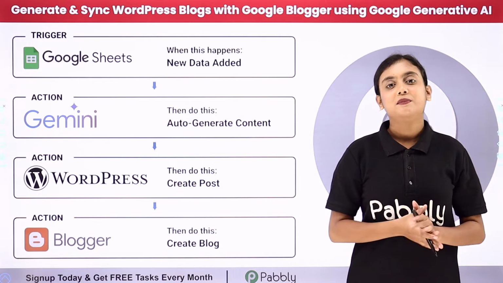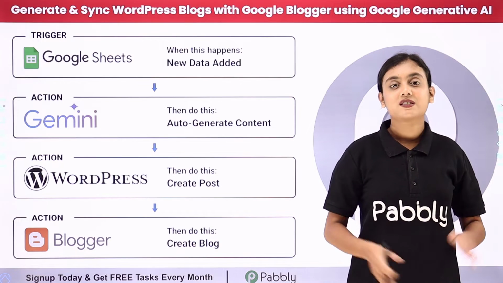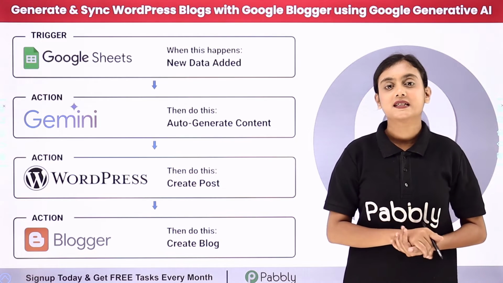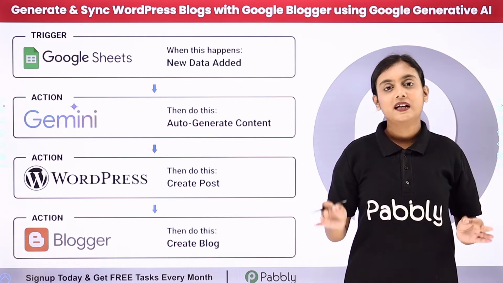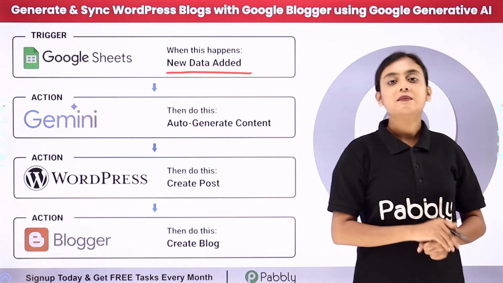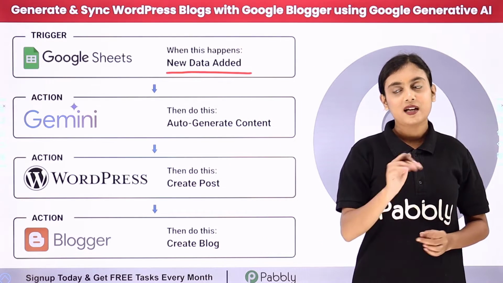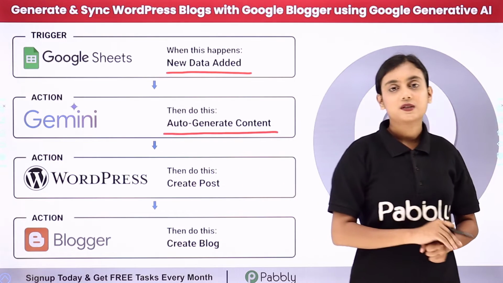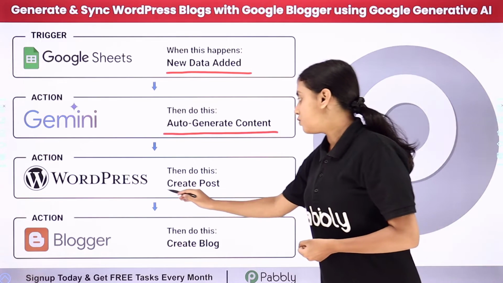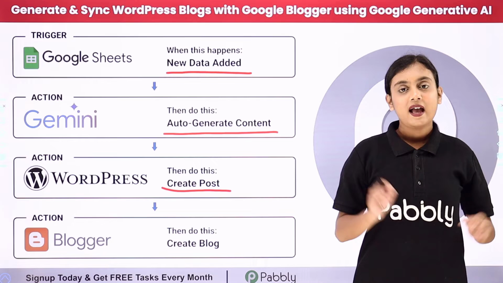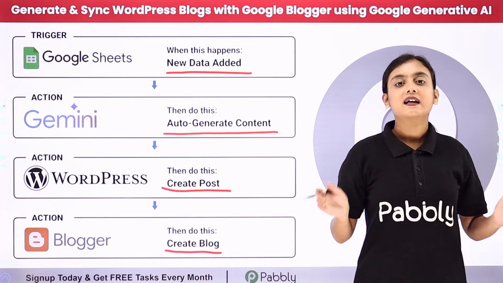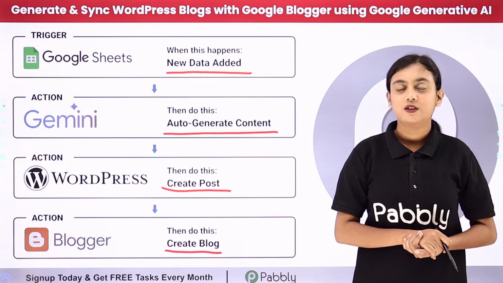So what I did was I simply created an automation using Pabbly Connect, which is an amazing automation and integration software which requires no programming and coding skills in order to create an automation. So with the help of this automation, as soon as I enter the title of the blog in my Google Sheets, automatically according to the title, the content is going to be generated using Google Gemini. And as the content is generated, first it is going to be posted on my WordPress account, and then a blog is going to be created and posted on my Google Blogger account as well. It is going to help me to create more customer engagement for my business.